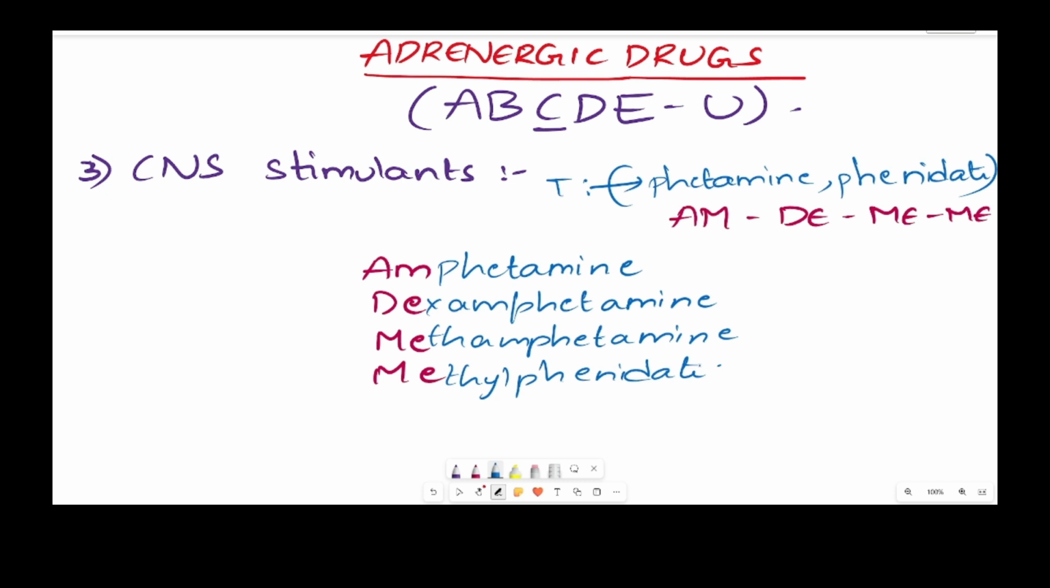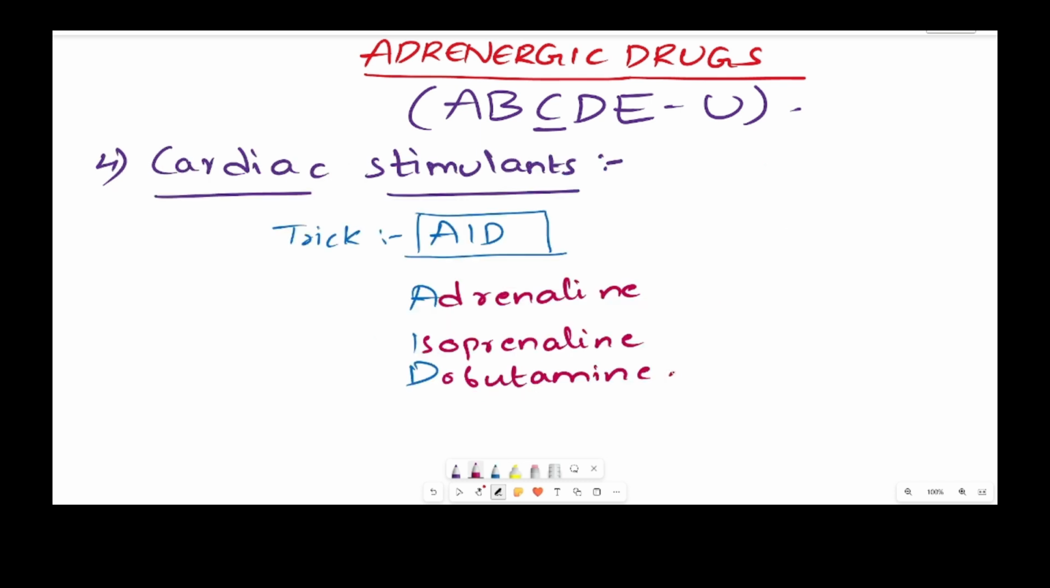so that you can write all these drugs. So the fourth class also starts with the letter C, which is cardiac stimulants. To remember the drugs, just remember AID, AID, where A means adrenaline, I means isoprenaline, and D means dobutamine.